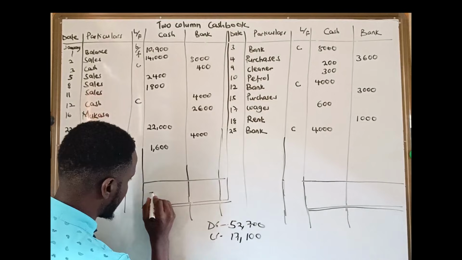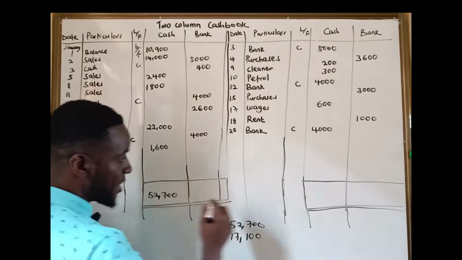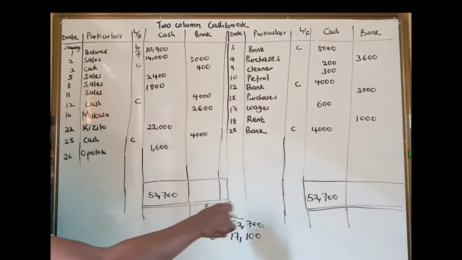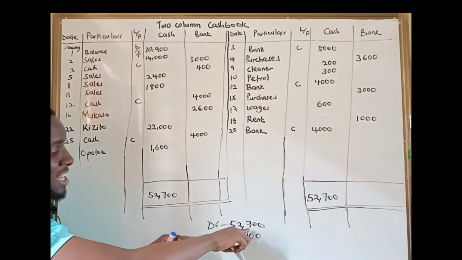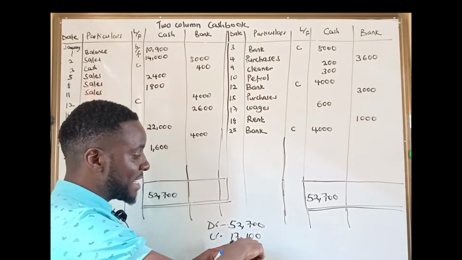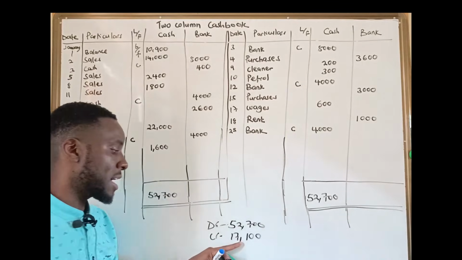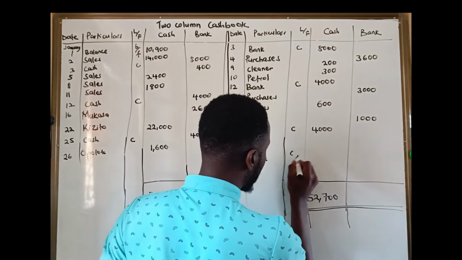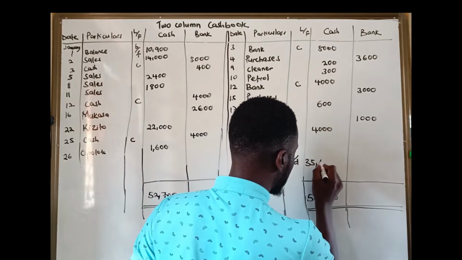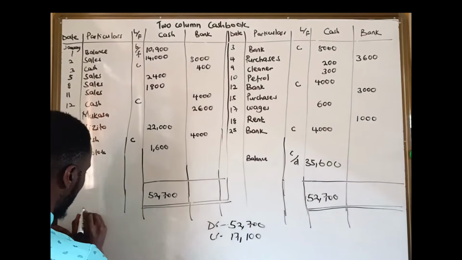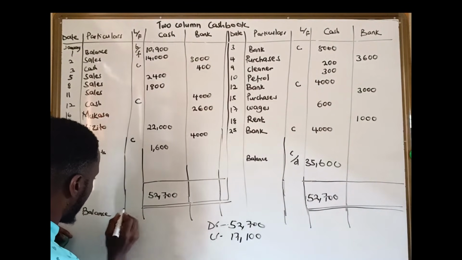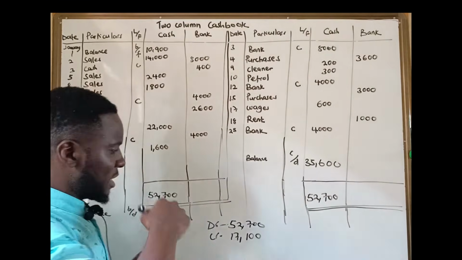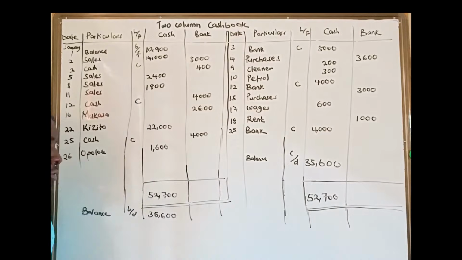We shall say 52,700, 52,700. Now, the remaining part will be the difference between this, and it will become our balance carried down. Our balance carried down will be 35,600. So the same now becomes our balance brought down as 35,600. So that's how it is, and that's how we balance off our cash.